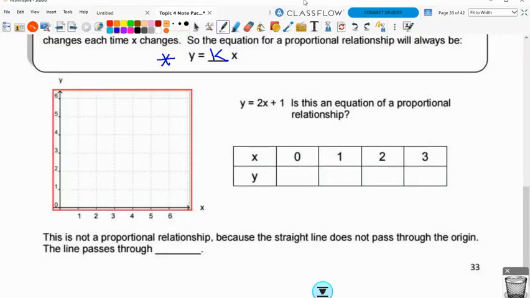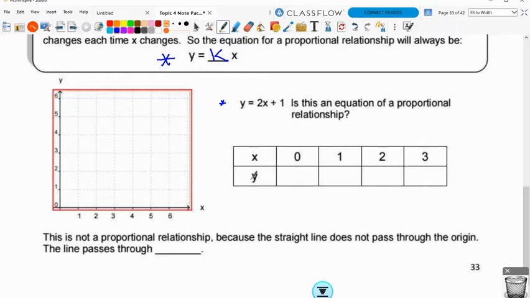In our next example, we want to know if this equation right here, y equals 2x plus 1, is the equation of a proportional relationship? In order to figure that out, we're going to come up with values that work for this equation. So x, remember, is your independent variable, so we can choose any values that we want for x. And we're going to use the values 0, 1, 2, and 3.